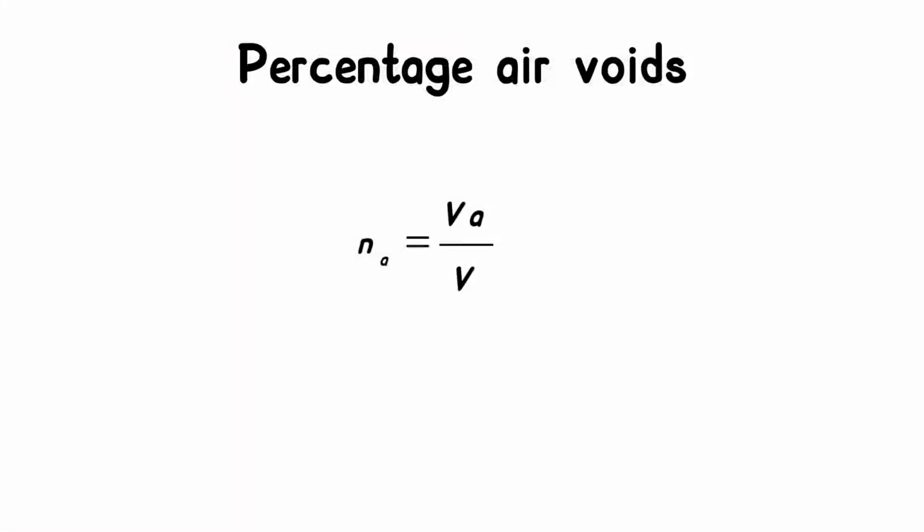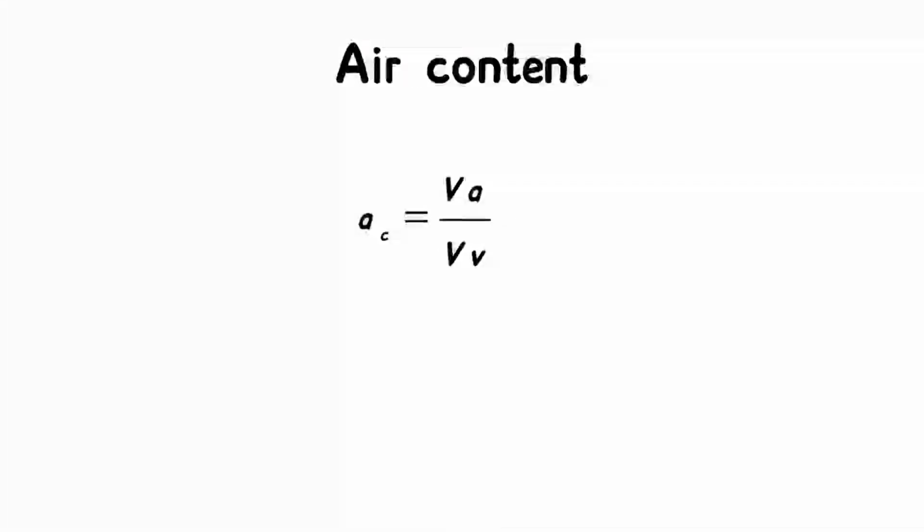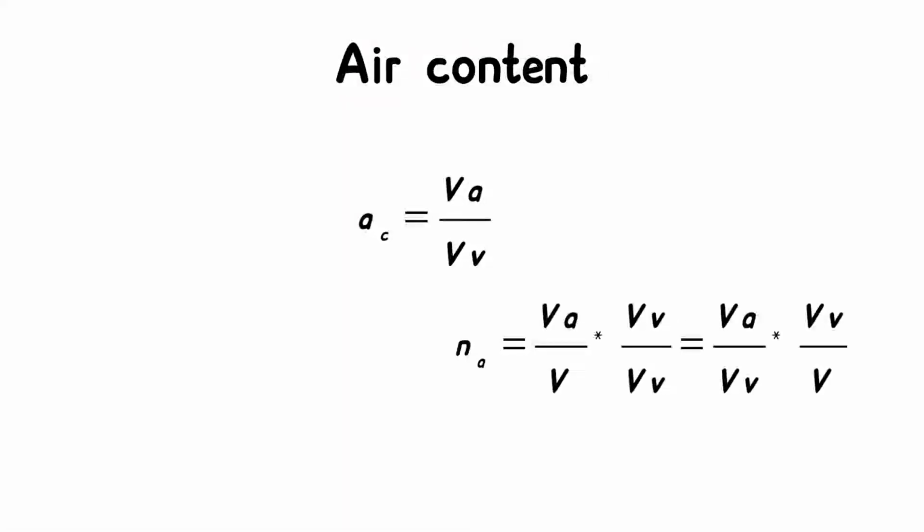The next term is percentage air voids. Percentage air voids is denoted as na and is equal to volume of air divided by the total volume. Similarly, you have the air content. Air content is denoted as ac, which is equal to the volume of air divided by the volume of voids. Now, the percentage air voids, that is na, is equal to Va divided by V, that is, volume of air divided by total volume.